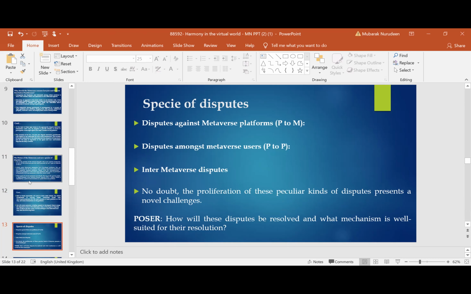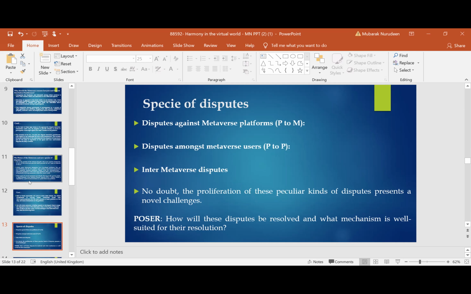Or perhaps a dispute amongst metaverse users. Another user on the metaverse platform has used your trademarked logo. So what remedy do you have against such another user? Or perhaps, can our conventional courts provide the remedy that you need? And of course, the third one, inter-metaverse disputes, where a metaverse platform can actually sue another metaverse platform. We can also have that kind of dispute in cases of breach of intellectual property. But in all of this, one question still stands unanswered: how will disputes in the metaverse be resolved?